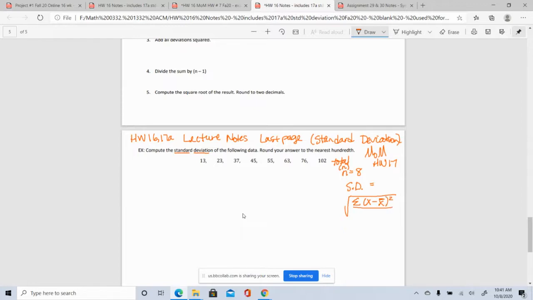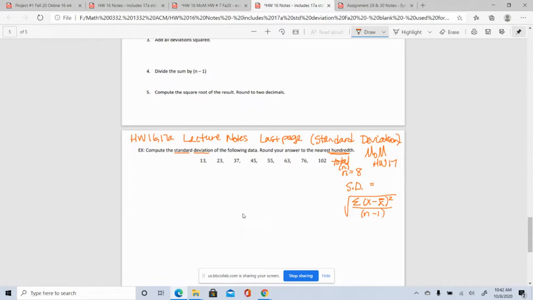Now, instead of using this weird formula, we're going to do it in pieces. Now, notice that it's n minus 1. So when we're using a sample standard deviation, we always take the total number that we have for the sample and subtract 1 from it. In statistics, it just makes it a more accurate thing. If you had the whole population, you would just use a capital N and not have to subtract a 1 from it. Okay, so we're going to round to the nearest hundredth.